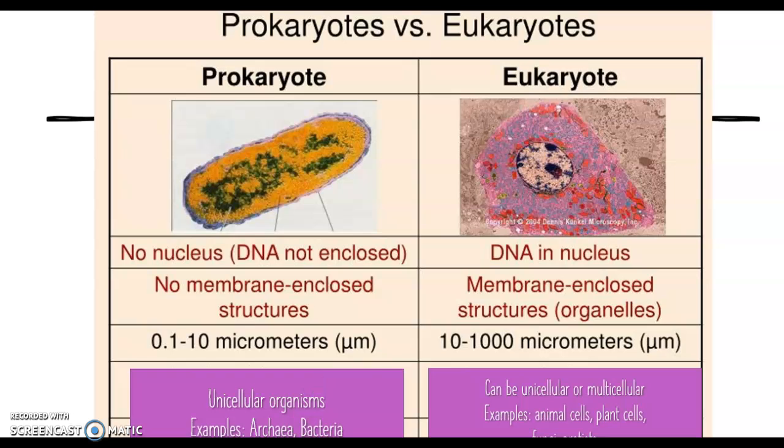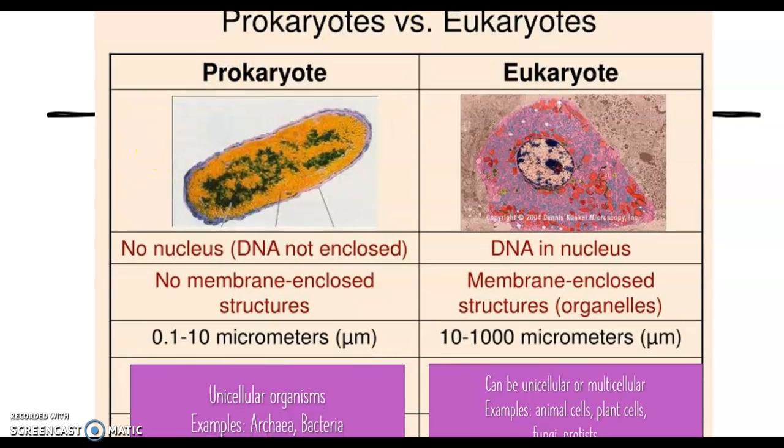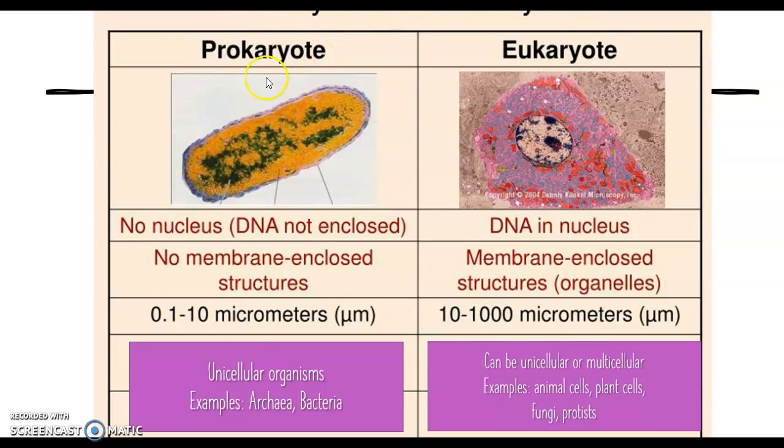Prokaryotes versus eukaryotes. Well, the prokaryotes, and I'm going to bring this down just a little bit so you can see the whole thing. Prokaryotes have no nucleus. The DNA is just scattered inside here. They have no membrane enclosed structures at all. Things are just scattered around. They are 0.1 to 10 micrometers. Now, what's a micrometer? Well, it's a very small unit. You know about meters, you know about kilometers, centimeters. Well, this is a whole lot smaller, so micrometer.